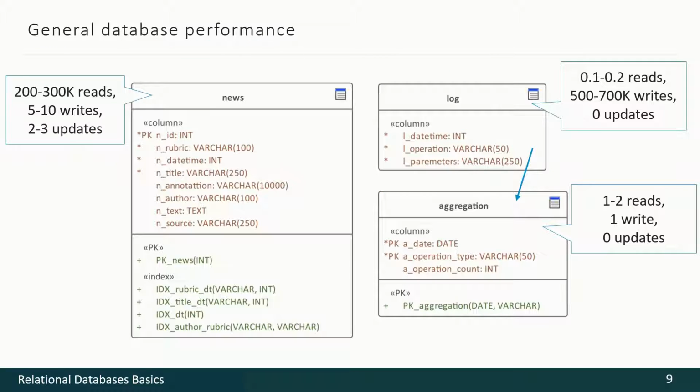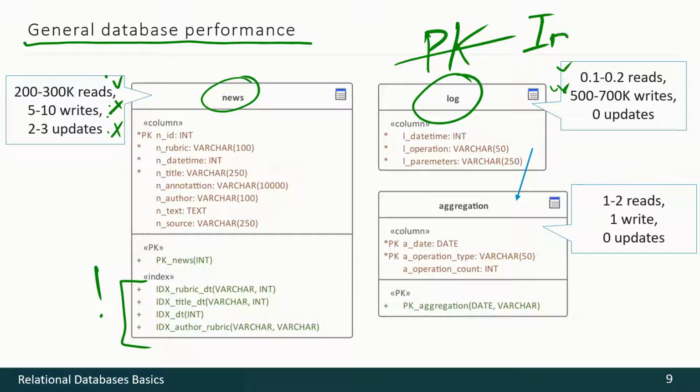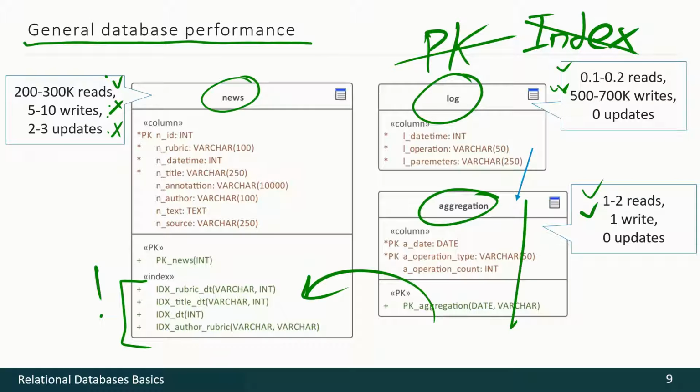The next requirement tells us to preserve general database performance. We have to analyze each table for its operations. For instance, with this table we have a lot of reads and few writes and updates, so maybe we'll put several indexes here. That's a good decision. With this table we have few reads but a lot of writes, so maybe we do not need a primary key here, maybe we do not need any indexes here, and so on. And with this situation we have few reads, few writes, so we may follow either this way or some other way.